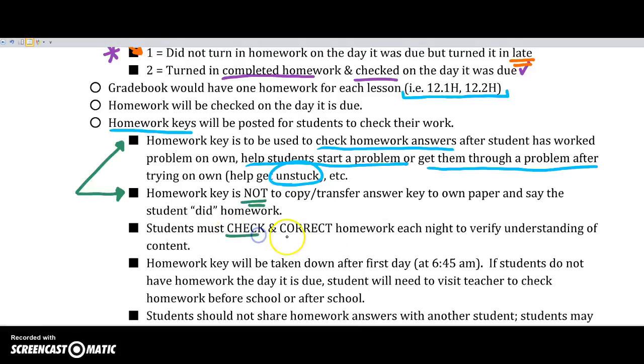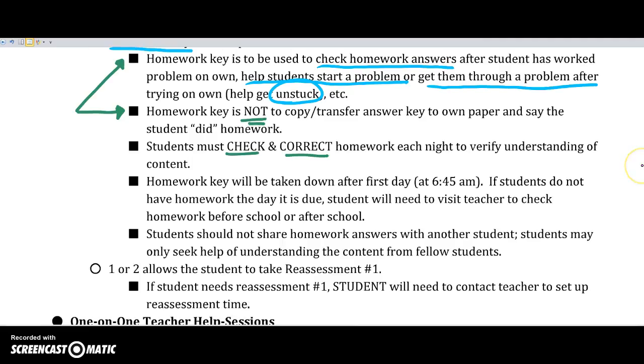Students must check and correct homework each night to verify understanding. That's why we put that homework key up there, just so the students can make sure and verify that they are doing the correct work. The homework answer key will be taken down the day after it is put up, and we'll take it down about 6:45 in the morning.